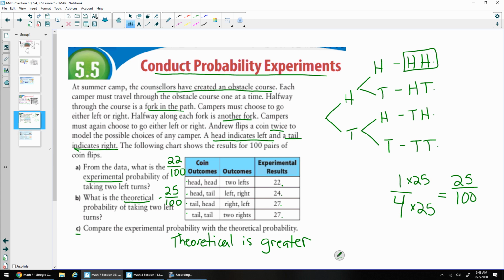And that's all you need to say when you're comparing them. Just say which one's greater. And you could say whether it's just by a little bit or by a lot. In this case, it's not by too much. So there's our experimental probability, where you actually have results of these probability experiments, doing it a bunch of times. And we have our theoretical probability, which we find using our tree diagrams or our tables.